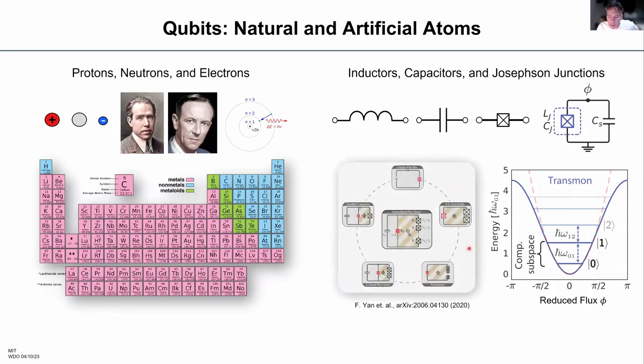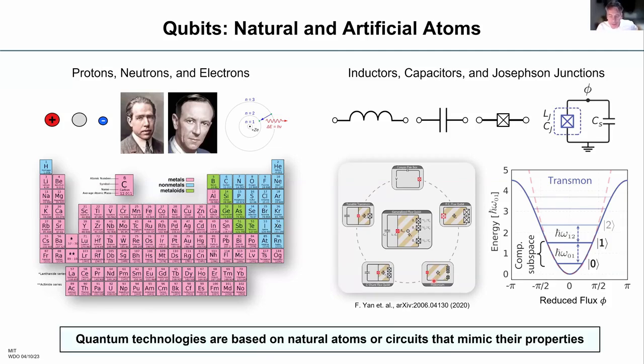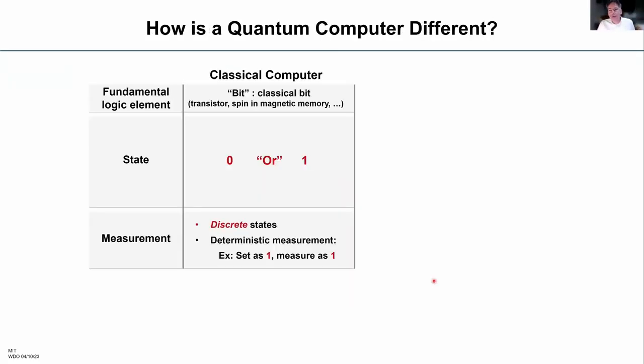And in fact, you could even form a Mendeleev-like table of different circuits. This isn't complete, but there are many more than this. These all have different properties because they have different inductors, capacitors, and Josephson junctions. So quantum technologies are based on either natural atoms or artificial atoms, circuits, that mimic those properties. Okay. So how is a quantum computer different than a classical computer?